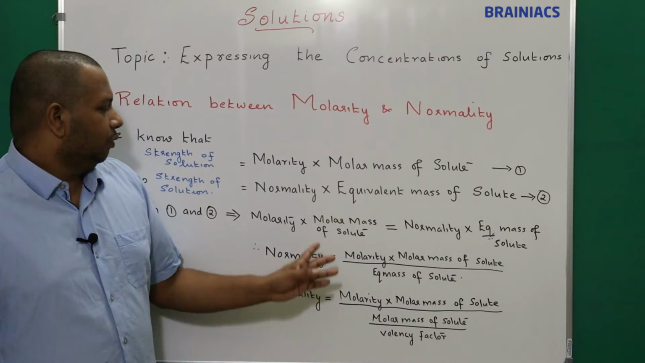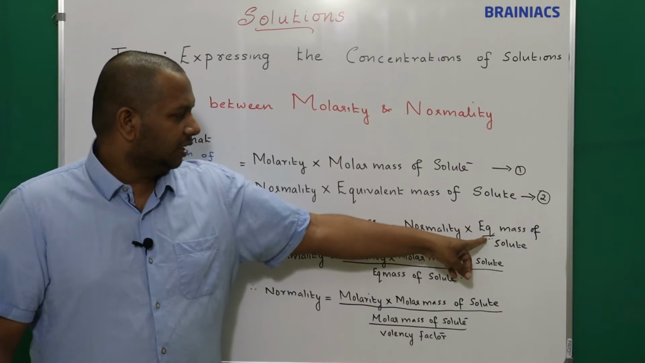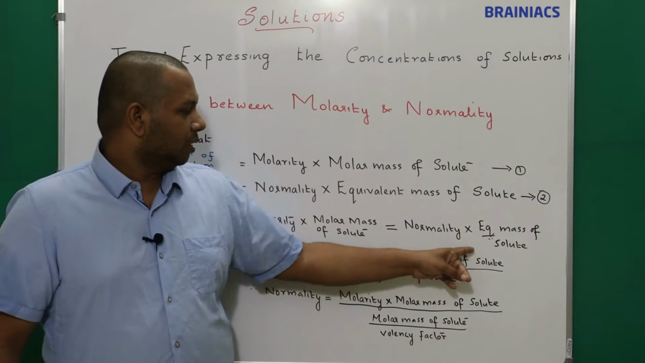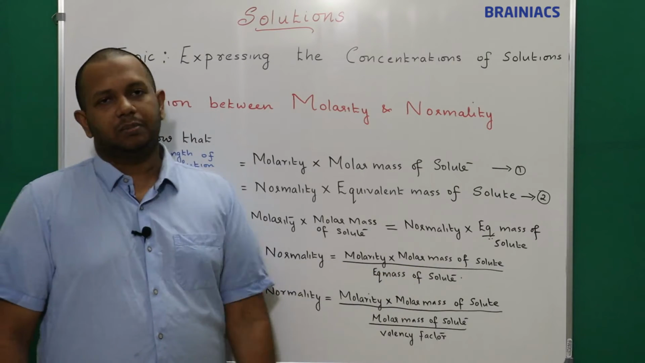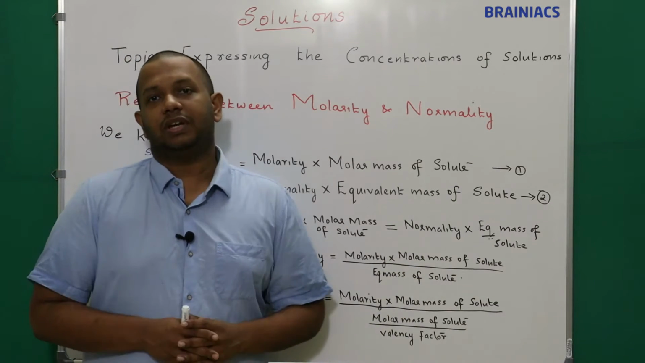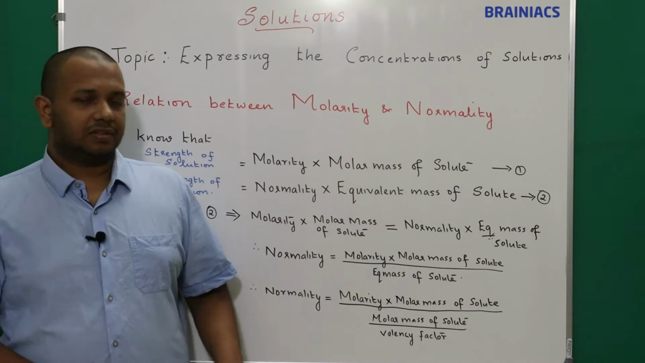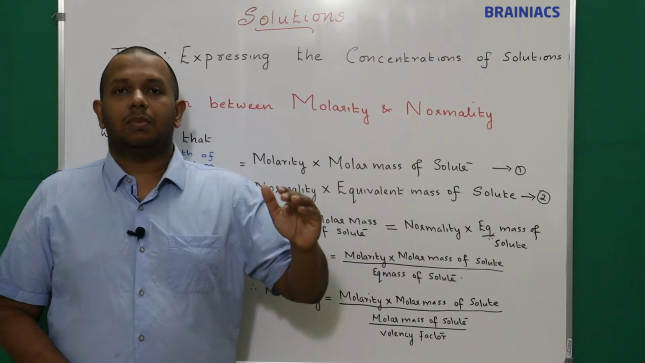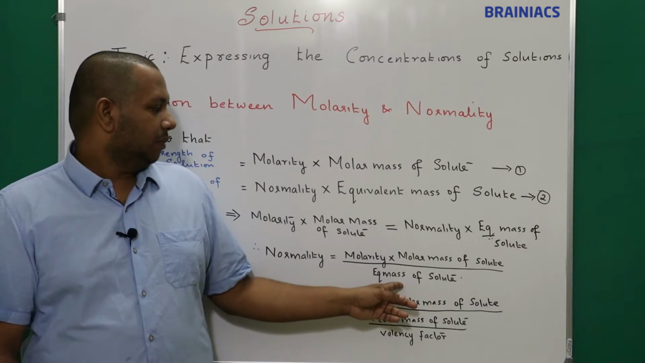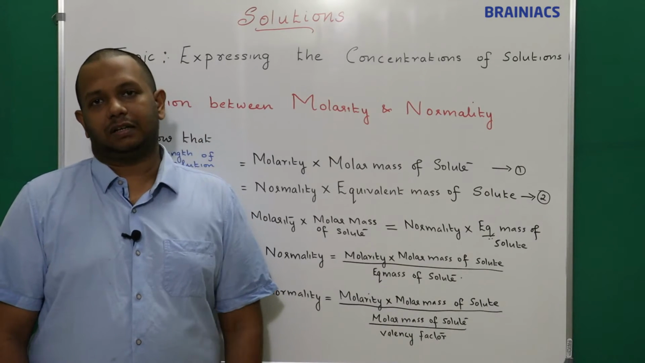Now from this I am writing in terms of normality. Normality is equal to, taking the equivalent mass of the solute to the denominator, molarity into molar mass of the solute divided by equivalent mass of the solute. And we know equivalent mass, which we also defined in our previous lecture. Please listen to that. The fundamental formula is equivalent mass is equal to molar mass divided by valency factor.